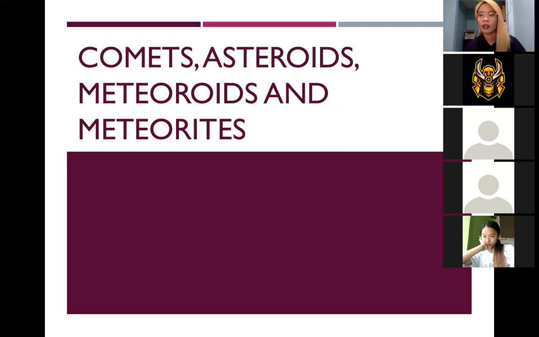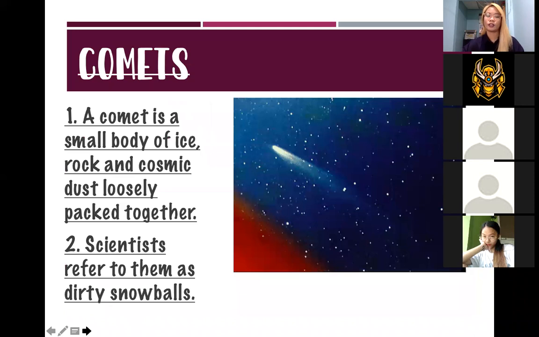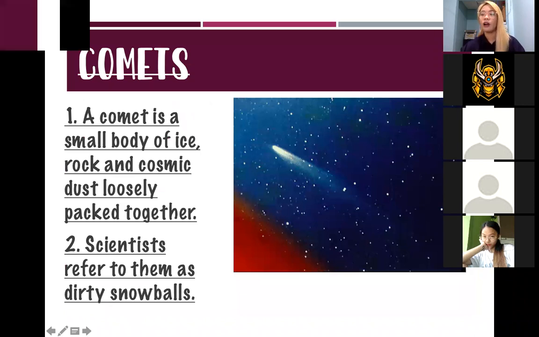What is a comet? What is an asteroid? And what is a meteor? Basically, meteors will be further divided into meteoroids, meteorites, and meteors. So they are different depending on where they are. So yung location niya. And we will learn all about that today in our discussion. Okay, so of course, let's start with a comet.